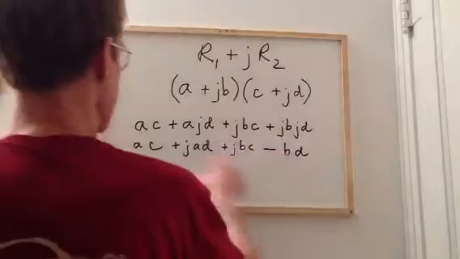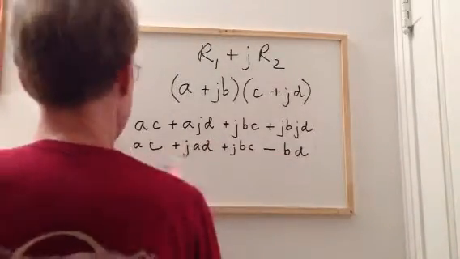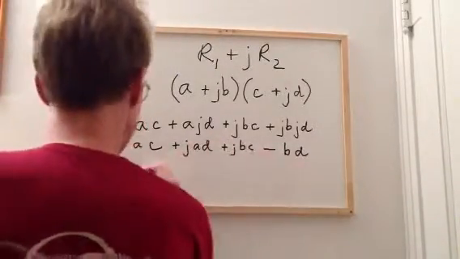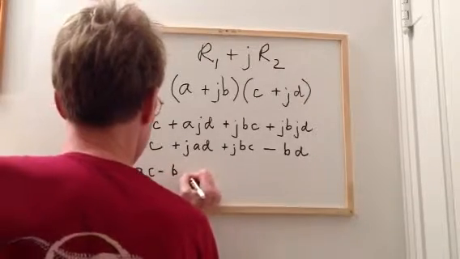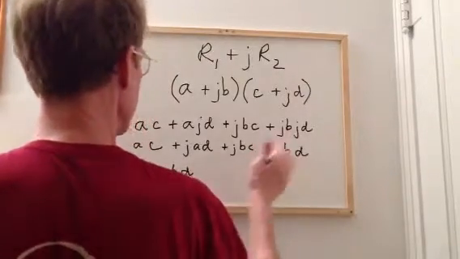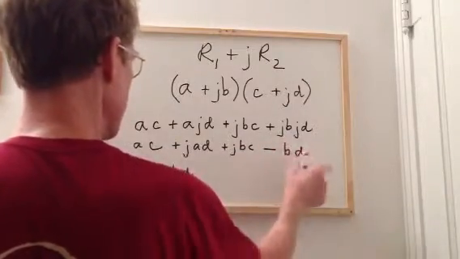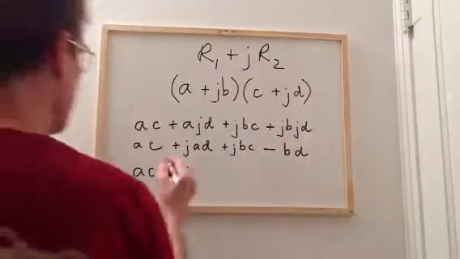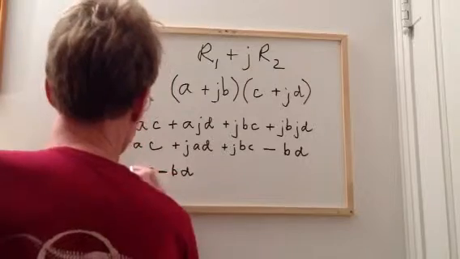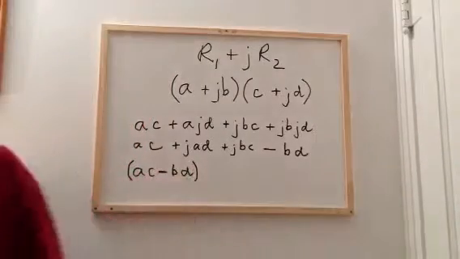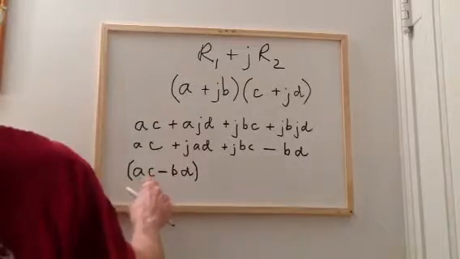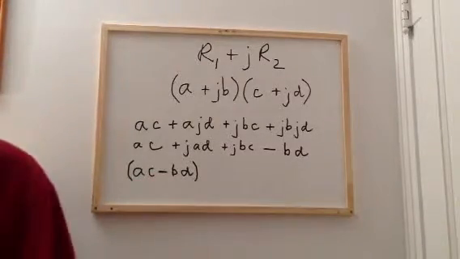Well, let's take AC minus BD, or AC plus a negative BD. Then we can move the negative BD over here. Let's put parentheses around that. Now that's going to be a real number because A, C, B, and D are all real numbers.